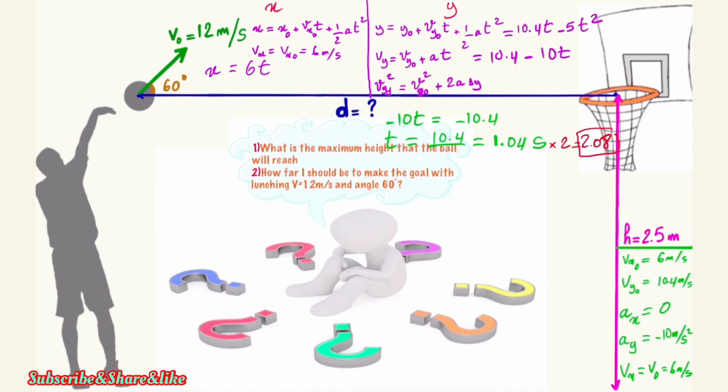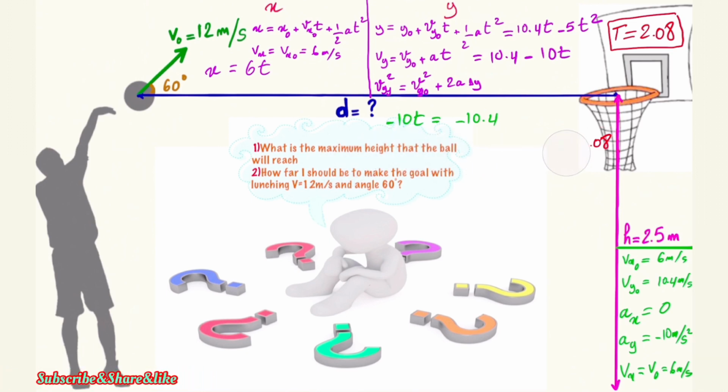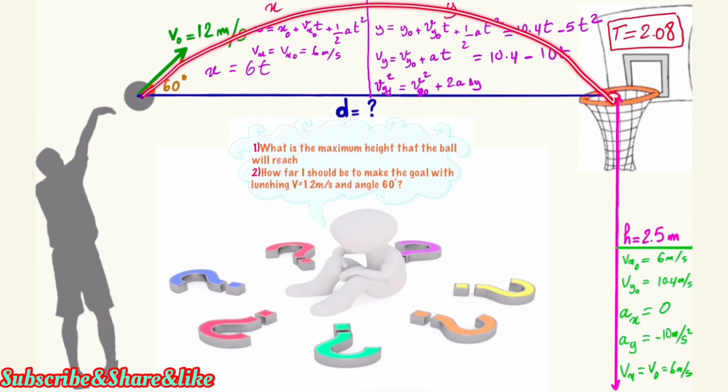Just write it here to be sure: the correct t is equal to 2.08, the entire time. Let's see if what I'm saying is correct. So let's try the other way to solve, to find the time. If we see from here, when we are here, what actually happened is y is equal to zero. How come? Because if you see, we start from zero and we end at zero.